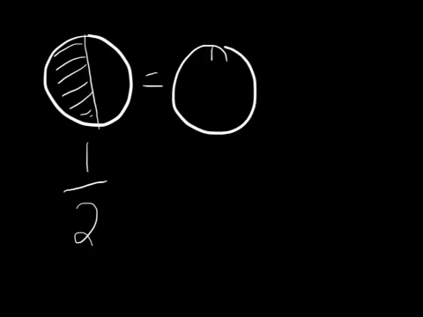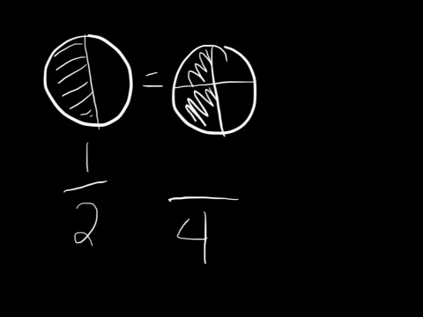We could look at the exact same pizza, but cut it into fourths. Now my denominator is going to be 4, because we have 4 pieces, and if we shade the exact same amount, we've shaded 2 of those pieces. We've got the same amount of pizza, but here we've got 1 big piece and here we've got 2 small pieces. They both equal the same amount.